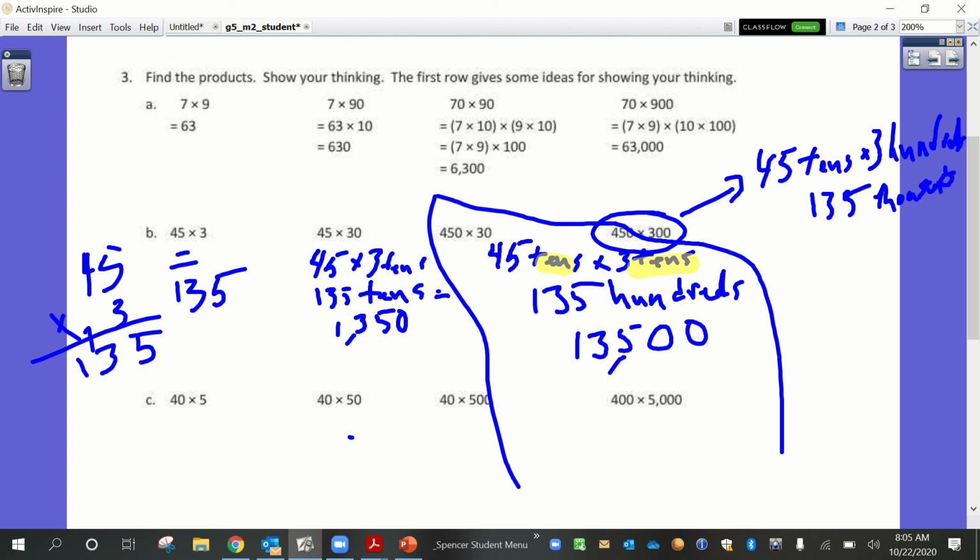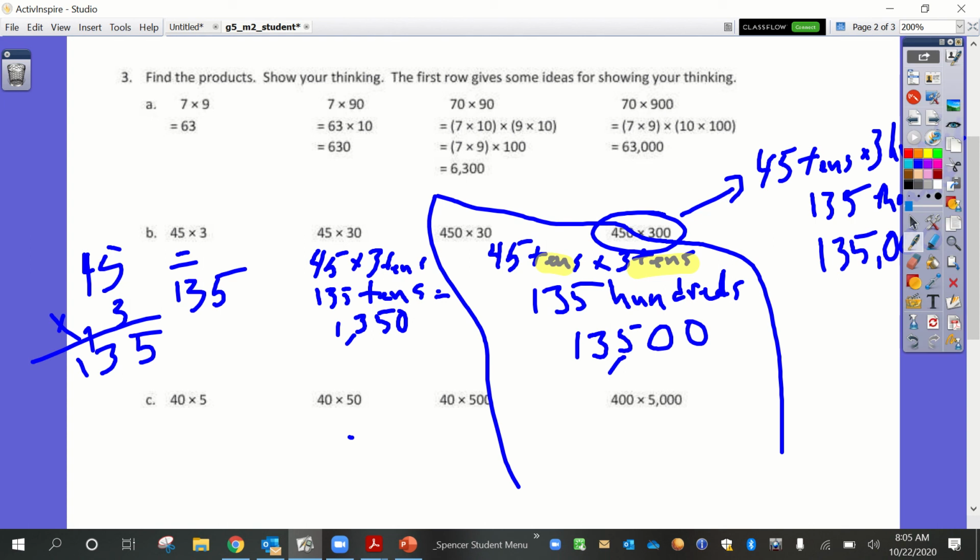If you guys could see me when I'm teaching on my computer like this, I'm still using my hand motions to move things to the left, even though I know you can't see me right now. So 135, thousands has 3 zeros: 1, 2, 3. So our answer for that is 135,000.